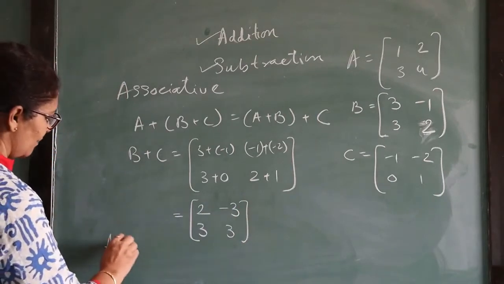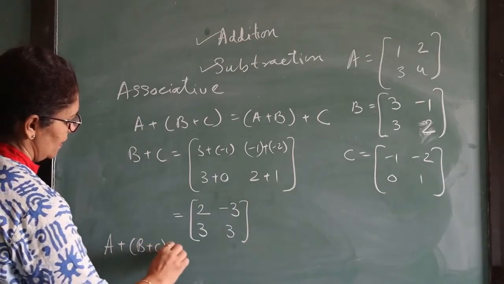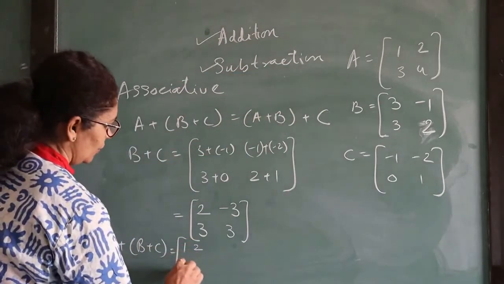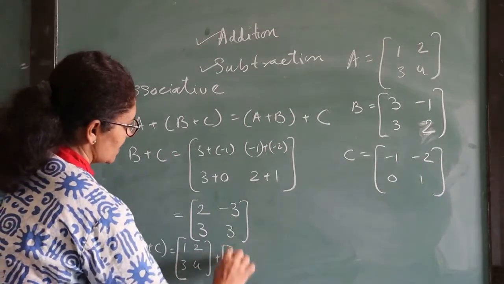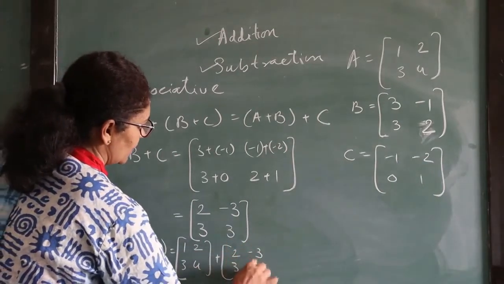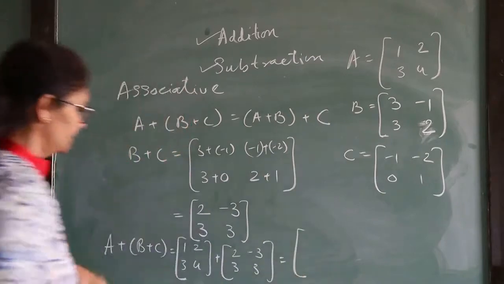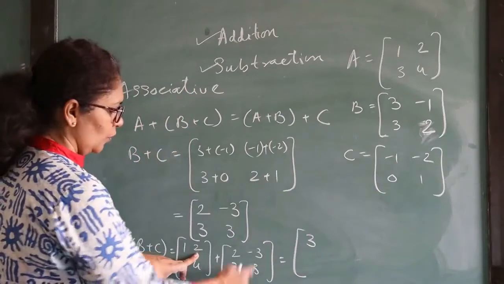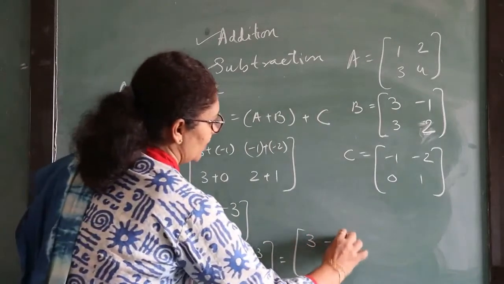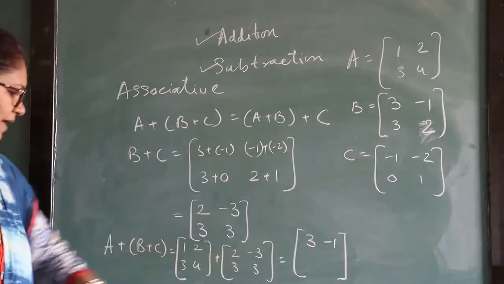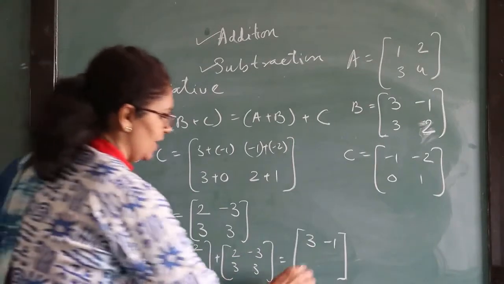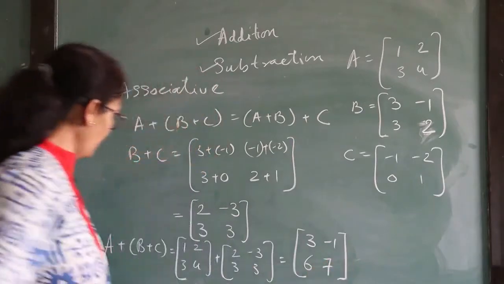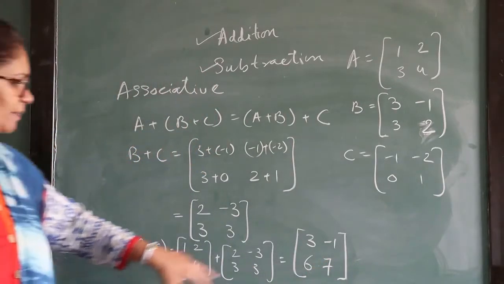Now let's take A plus (B plus C). In the same way we will add in A. So A will be 1, 2, 3, 4, and B plus C will be 2, -3, 3, 3. Now let's add it. 1 plus 2, I write directly 3. 2 plus -3 will be -1. Now 3 plus 3 will be 6, and 4 plus 3 will be 7. Now your first side is completed, A plus (B plus C).